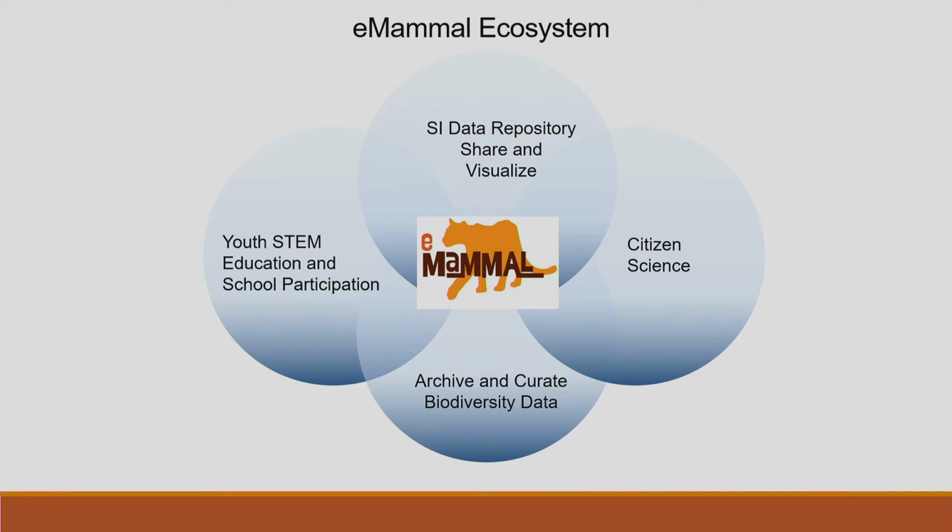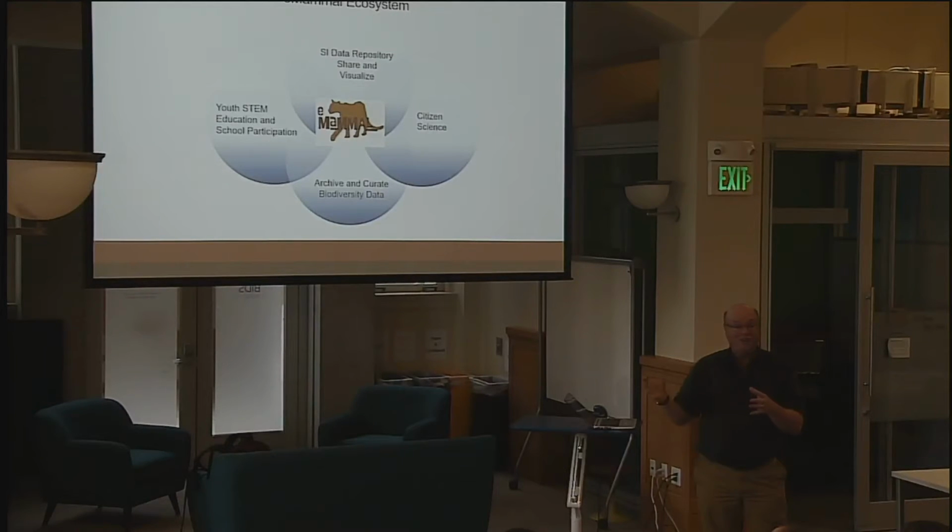So eMammal is trying to sit in a spot where it's useful for scientists in their individual projects. It's useful as a citizen science tool. It's useful as warehousing and archiving biodiversity data which can never be collected again. You can't go back 10 years and get data that wasn't saved 10 years ago. There has to be some way to put data in a place where people can access it a decade from now or 2 decades from now.